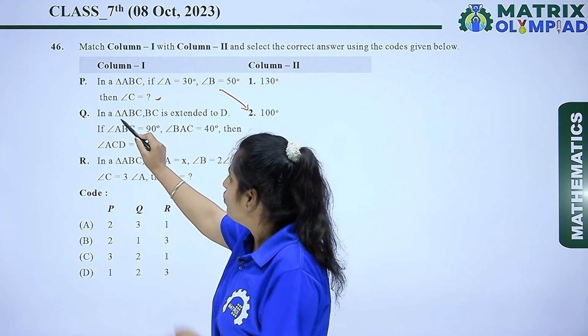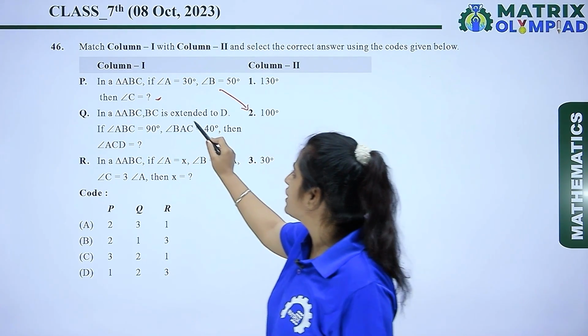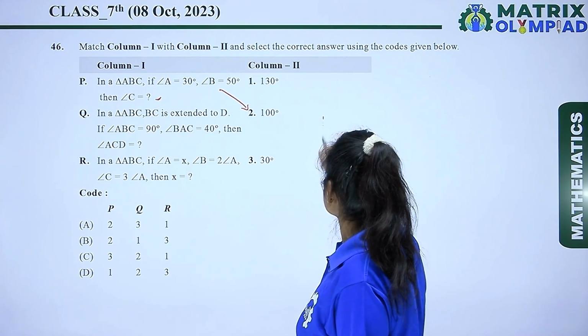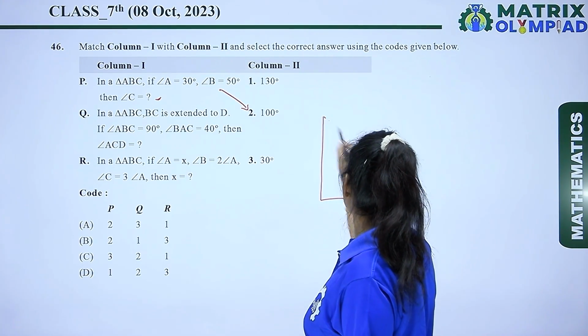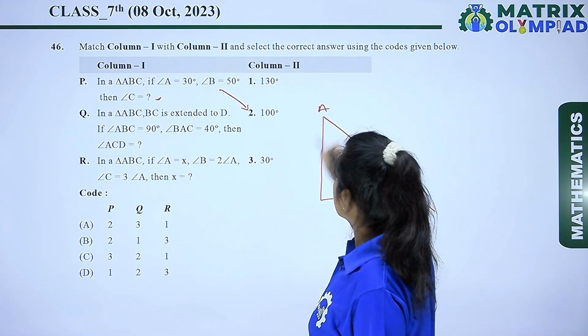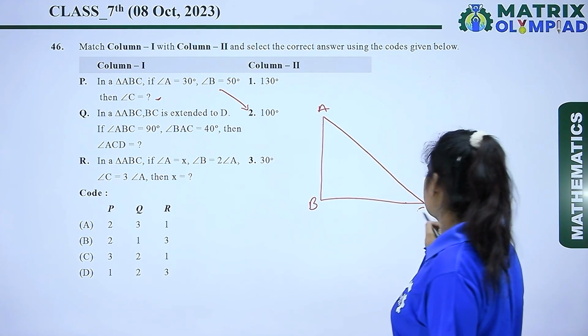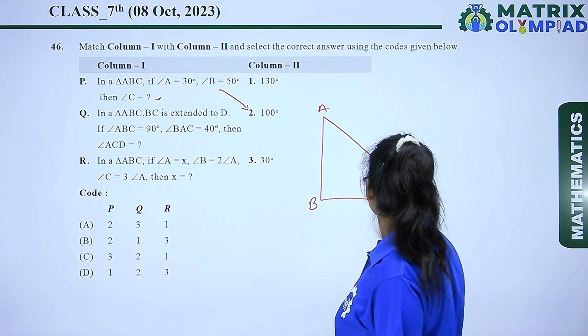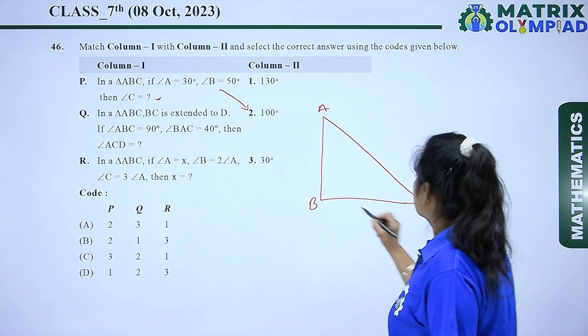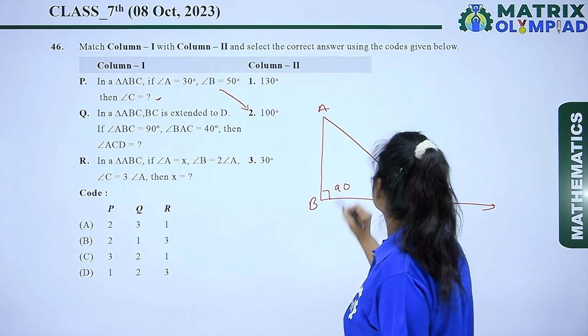नाउ फॉर द Q, ABC आपको दिया है, BC एक्सटेंड कर दिया है D पे. एक्सटेंड होने से क्या हो जाएगा? 90 डिग्री बना देते हैं इसको. ये हो गया आपका ABC. BC एक्सटेंड करा है, ये लाइन आपकी एक्सटेंड हो रही है आगे तक. दिस इज 90 डिग्री.